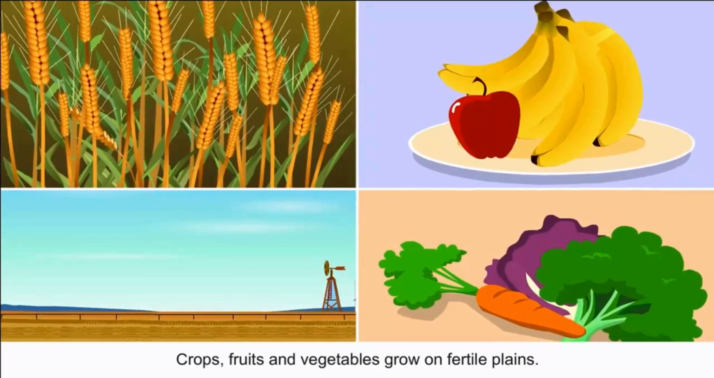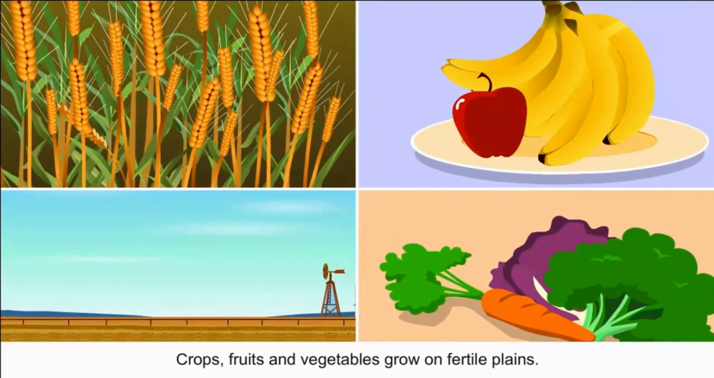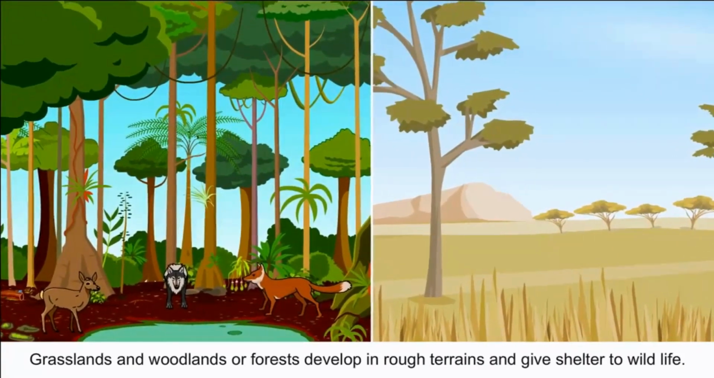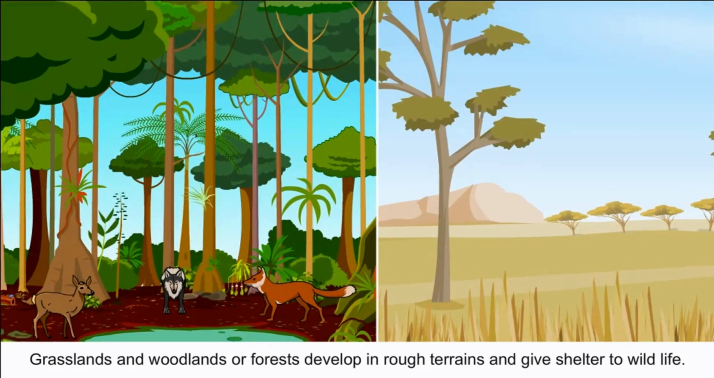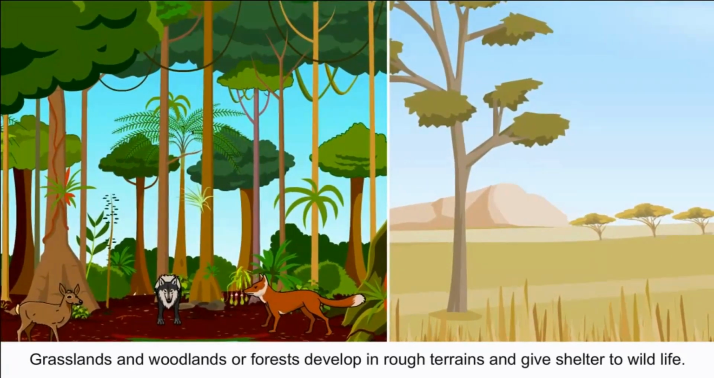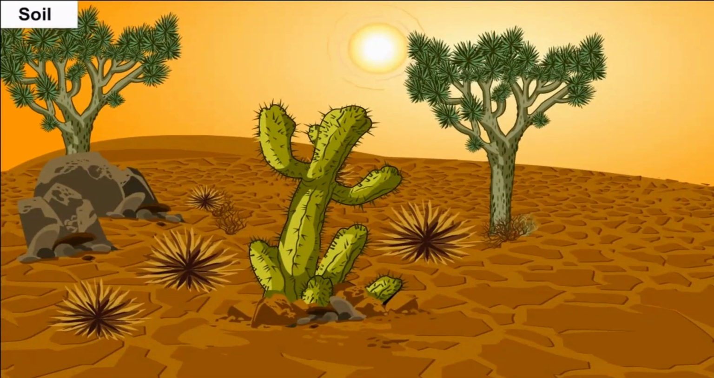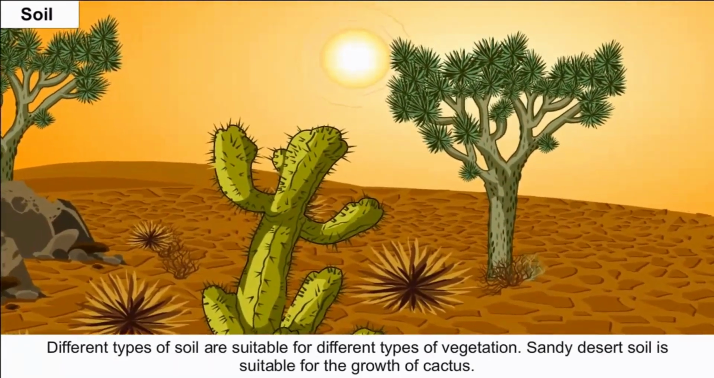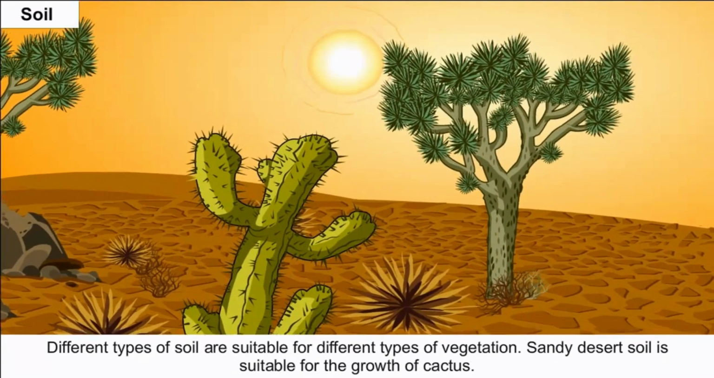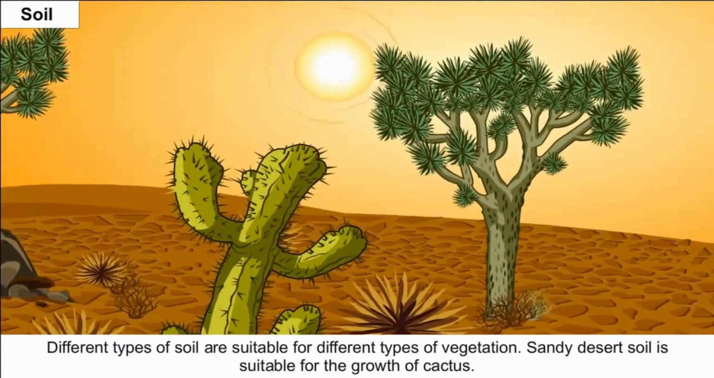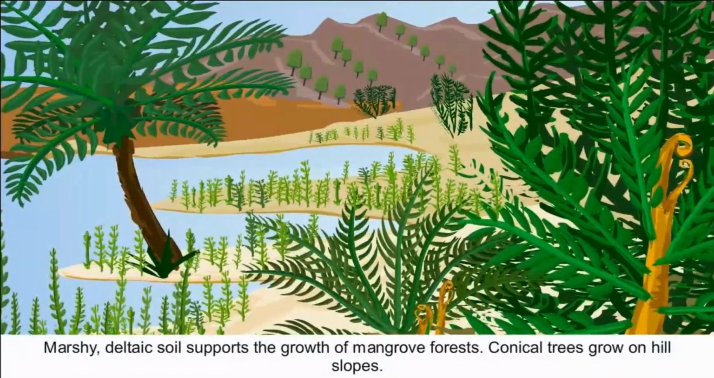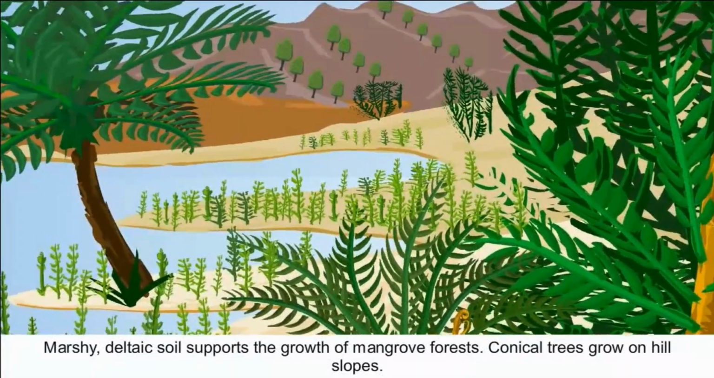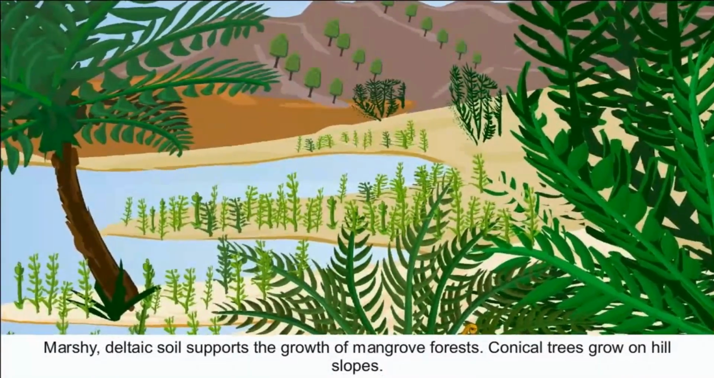Crops, fruits, and vegetables grow on fertile plains. Grasslands and woodlands or forests develop in rough terrains and give shelter to wildlife. B. Soil. Different types of soil are suitable for different types of vegetation. Sandy desert soil is suitable for the growth of cactus. Marshy deltaic soil supports the growth of mangrove forests. Conical trees grow on hill slopes.